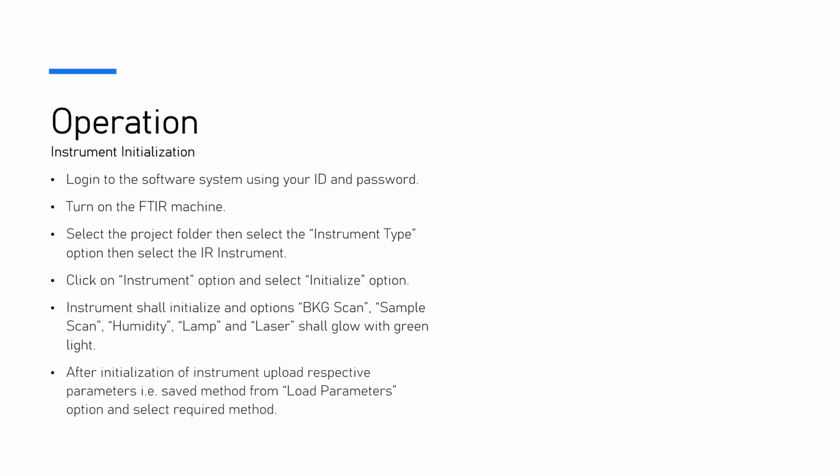After initialization of the instrument, upload the respective parameter, that is, the saved method from the load parameter option, and select the required method. Whatever method you need as per your standard testing procedure, you need to select that method. Then select the required report template and assign the file name.